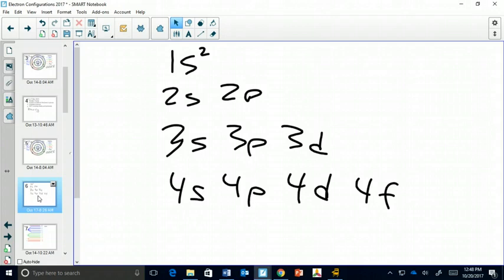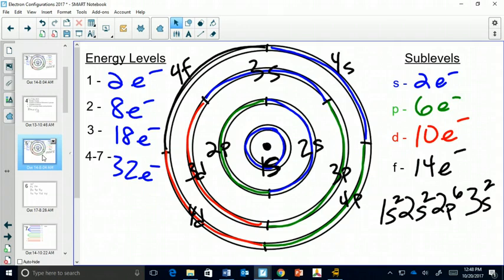We're cool? And remember, the whole point of this is so that we can know where the electrons are, right? Because those are the things that interact, those valence electrons. We want to know where they are, which will help us know how they will react. We're cool?